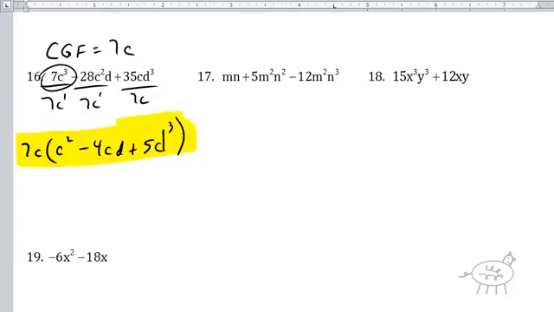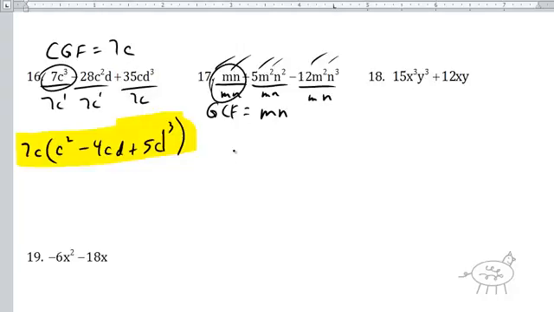Okay, so what am I pulling out of this one? Well, definitely no number, because it has a 5, that has a 12, and this doesn't have a number. So smallest m, well, that one has an m, that one has an m squared, so m. So my greatest common factor is going to be m and n. Okay, that's it. So divide each by m and n.